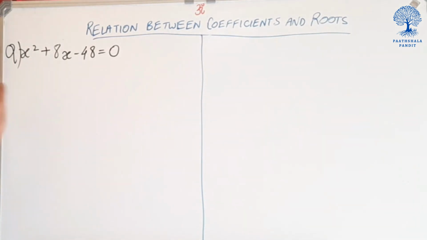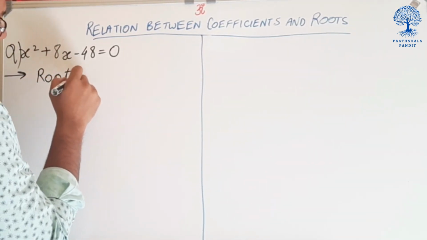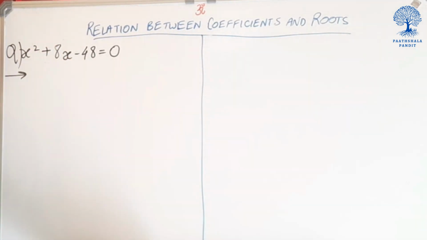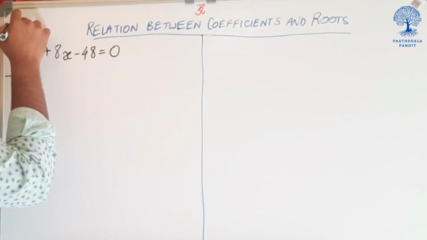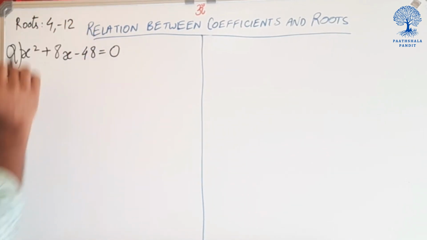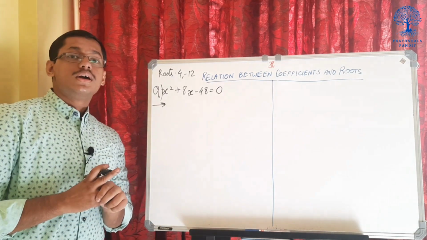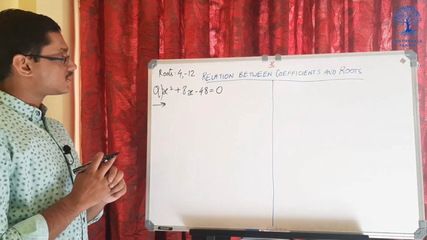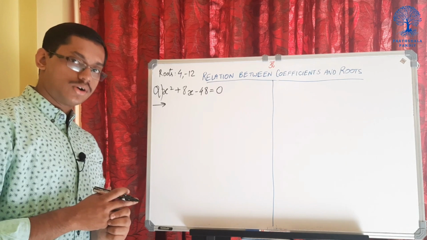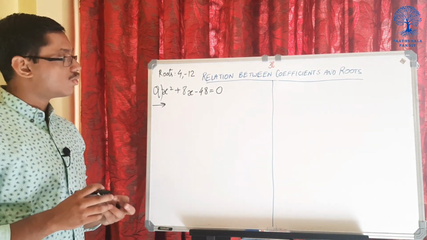Okay, what were the roots? Roots were 4 and minus 12. So now suppose it is told to find the sum of roots, then what will you do?